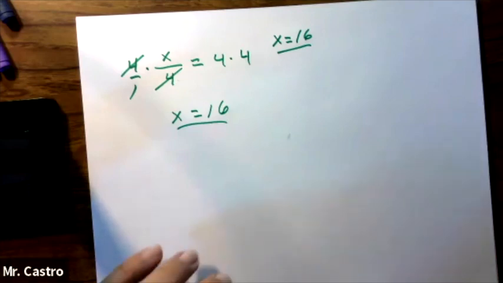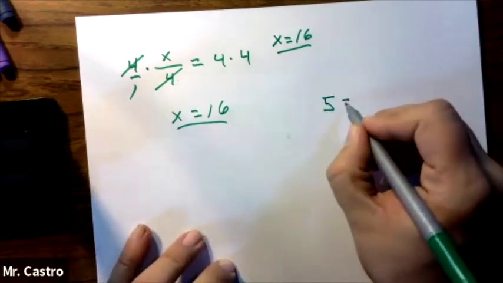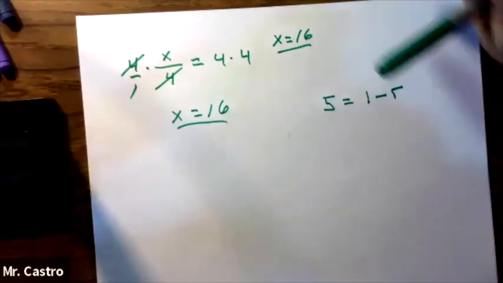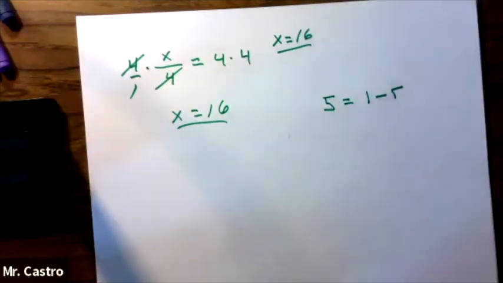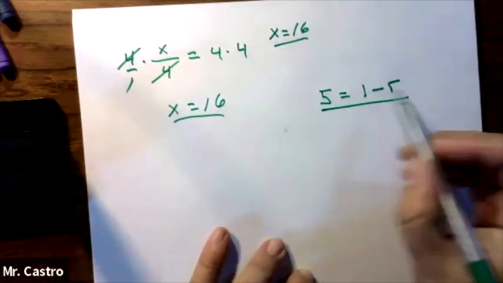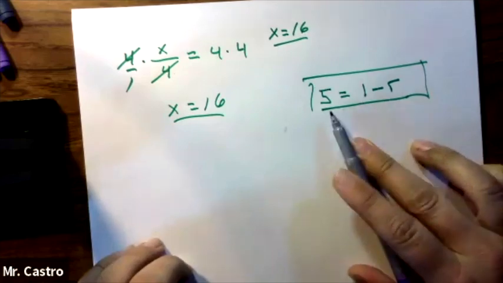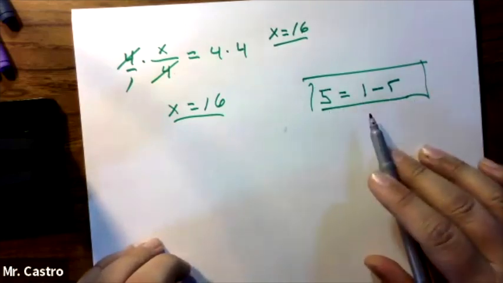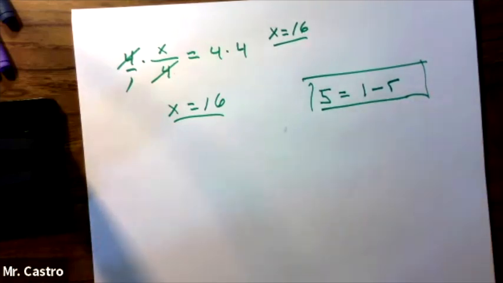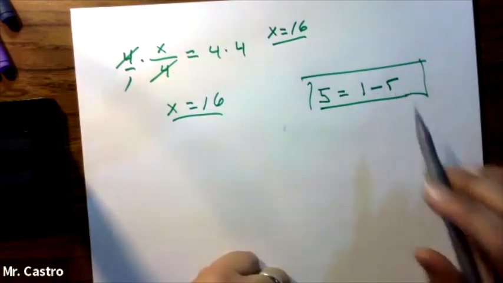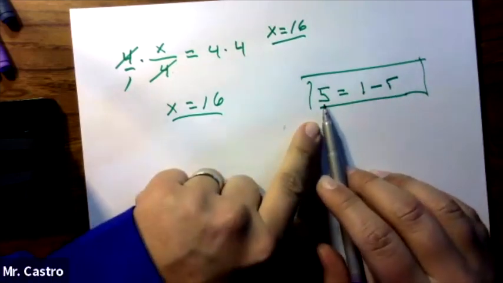All right, what about this one? 5 is equal to 1 minus r. What is r? You might be looking at this thinking, okay, that looks crazy. I don't know what I would subtract from 1 to get 5. I could do it the other way. If it was r minus 1, then r would just be 6, right? 6 minus 1. But that's not what we have. We have 1 minus r. So how do we get to 5?